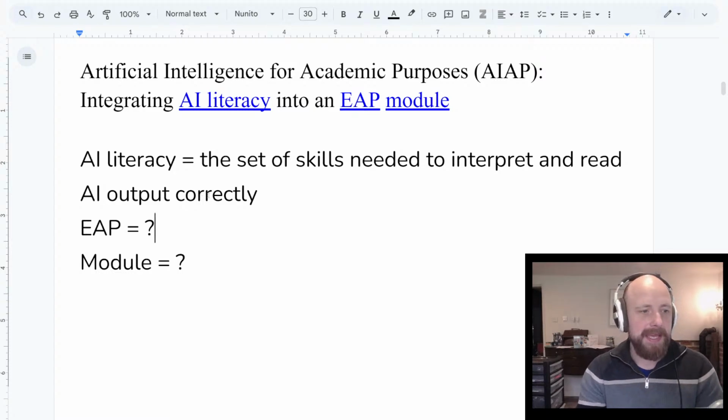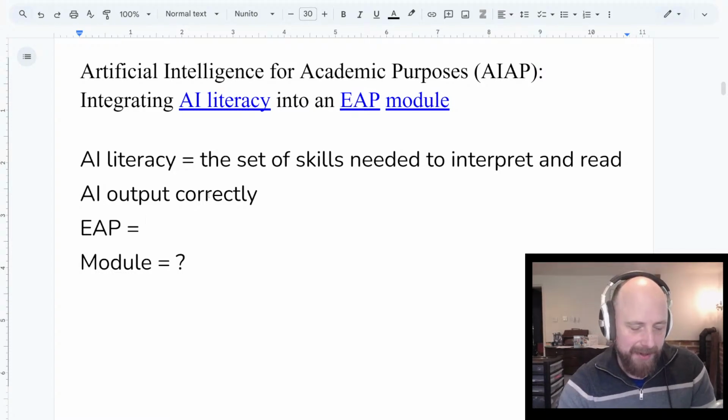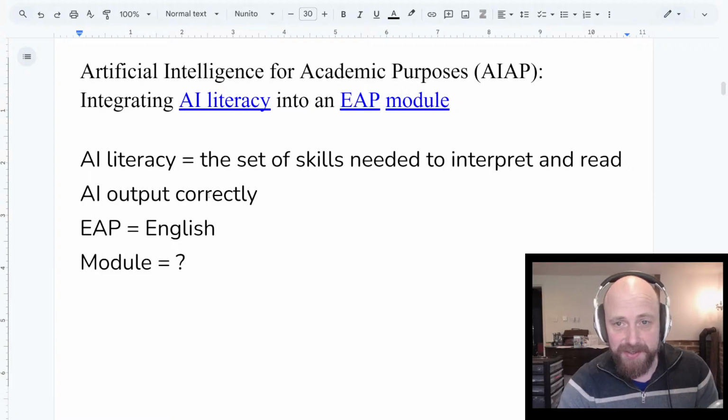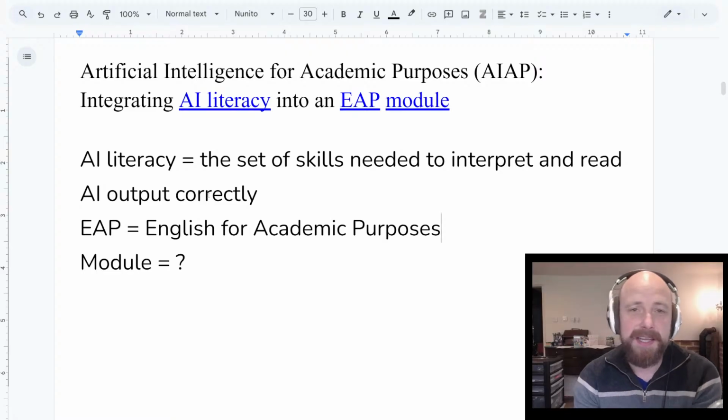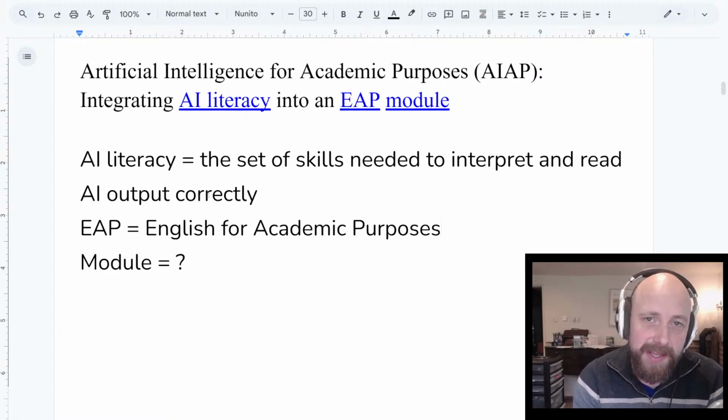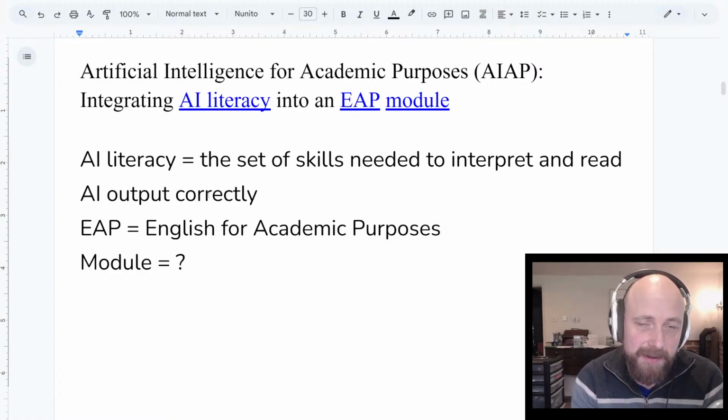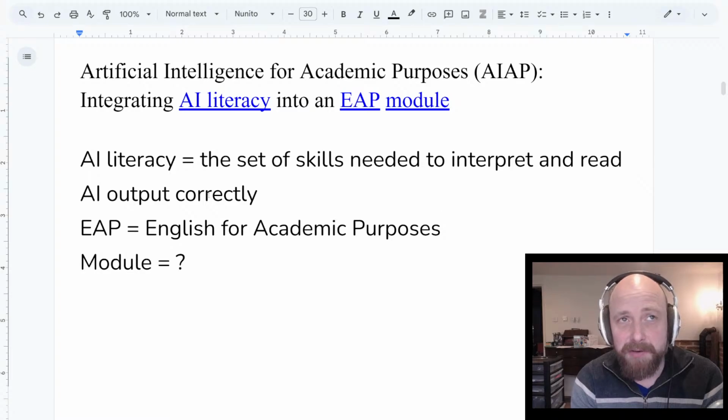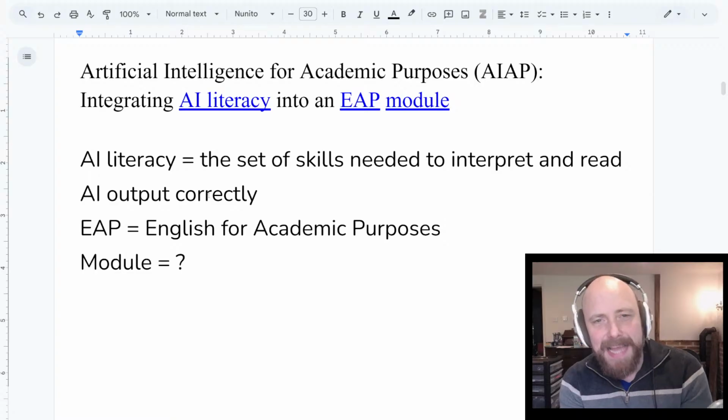So EAP, I'll probably have to help you with this one. This one's an acronym, and it's English for academic purposes. English for academic purposes is an area of English teaching. So you may have heard of terms like TEFL and TESOL. TEFL is teaching English to speakers of foreign languages. TESOL is teaching English as a second language or teaching English to speakers of other languages. Well, this is specifically English for academic purposes.